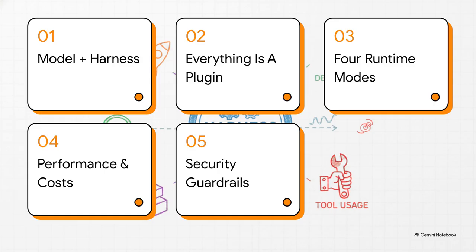Here is our roadmap for today's deep dive. We'll be looking at 1. How an agent equals a model plus a harness. 2. The everything is a plugin concept. 3. The 4 runtime modes. 4. Performance and token costs. And finally, number 5, essential security and permission guardrails. Let's get right to it.